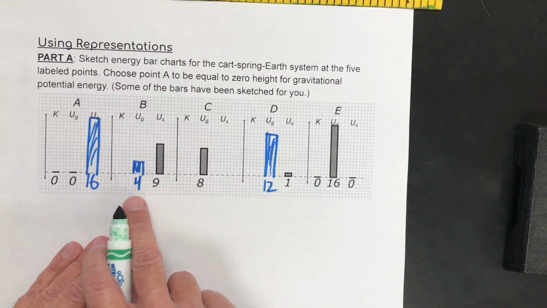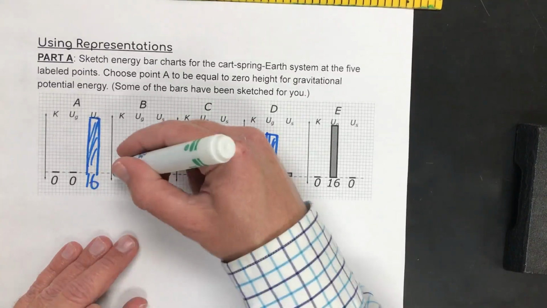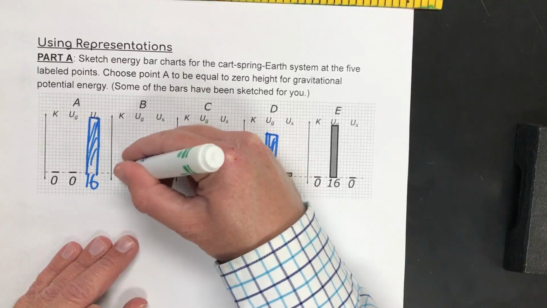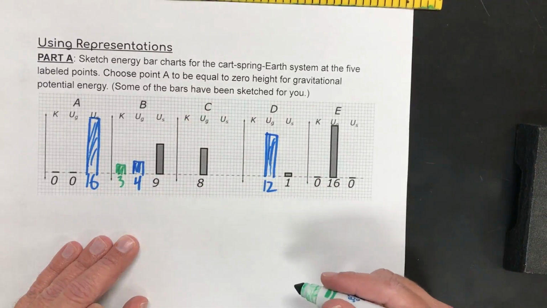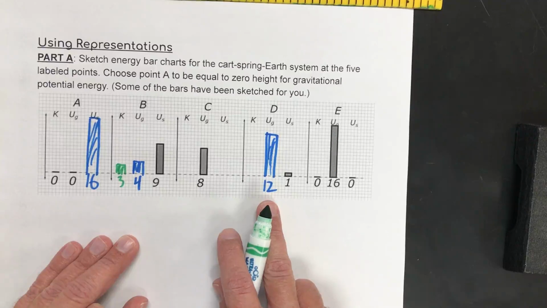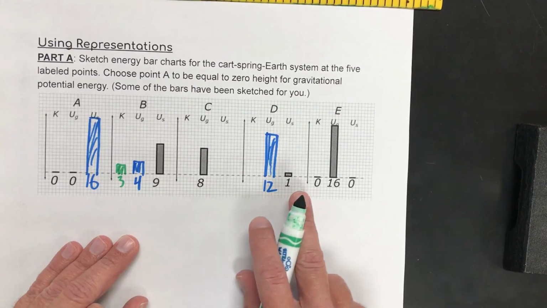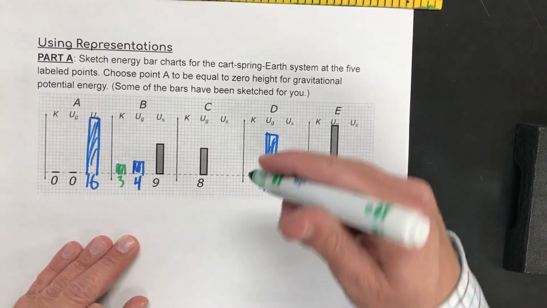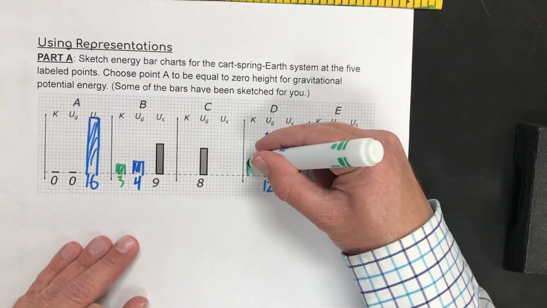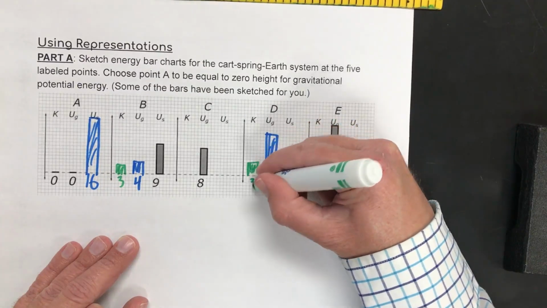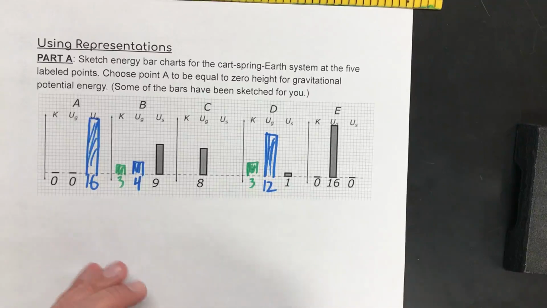9 of it is in spring energy, 4 of it is in gravitational potential energy. That gives us 13, so another 3 of it must be in kinetic energy. Over here, 12 of it is in gravitational potential energy, 1 of it's in spring energy, that's 13, so we also must have 3 of it in kinetic energy there.